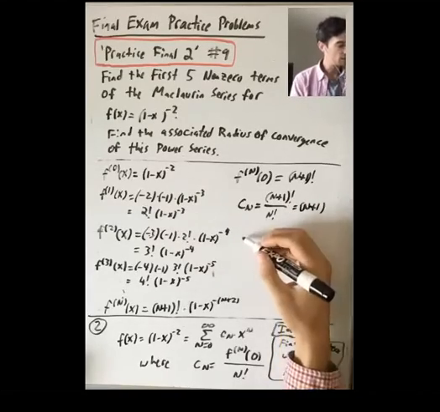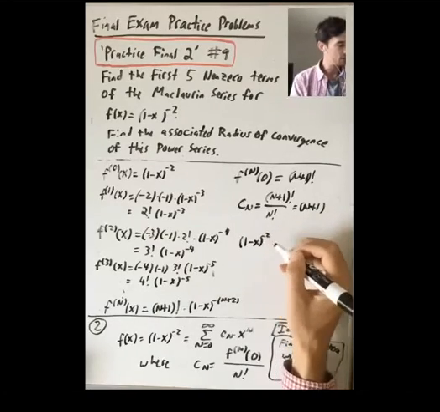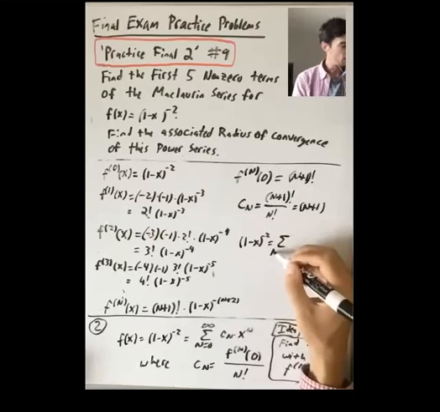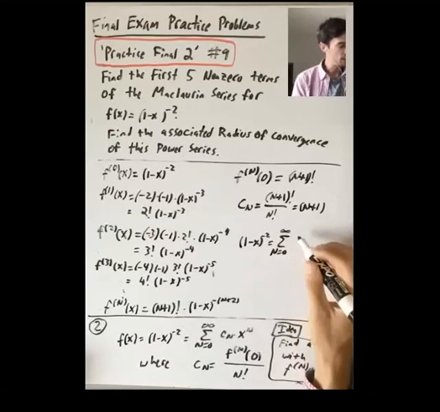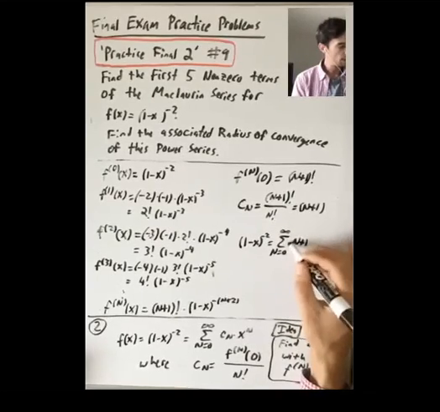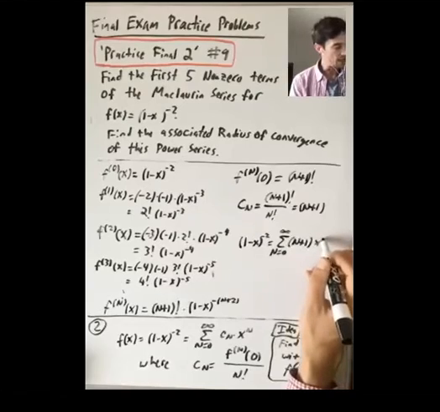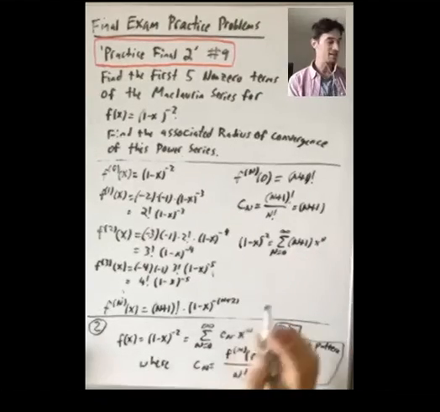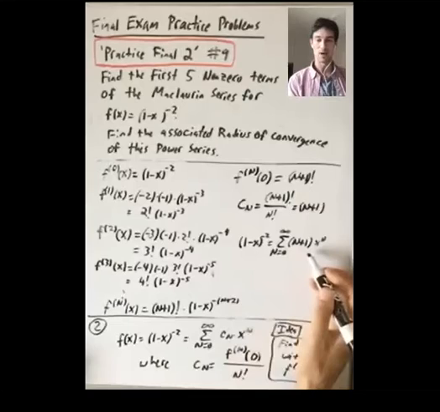So the Maclaurin series for this function, (1 minus x) to the minus 2, is just a sum from n equals 0 to infinity of (n plus 1) times x to the n. And this is the same power series that we got before.